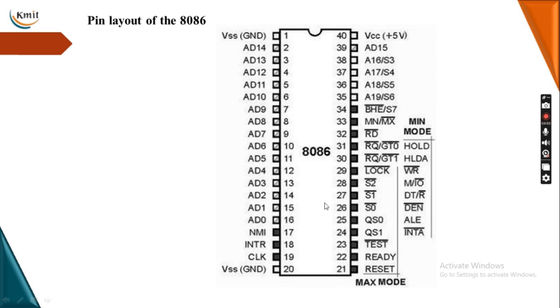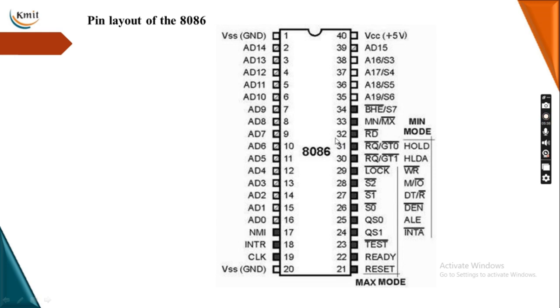Similarly, pins 21 to 31 will vary depending upon whether your 8086 is acting in minimum mode or in maximum mode. So depending upon the mode, the pin configuration will vary from 21 to 31. We will be able to see these pins in detail in the next few minutes.